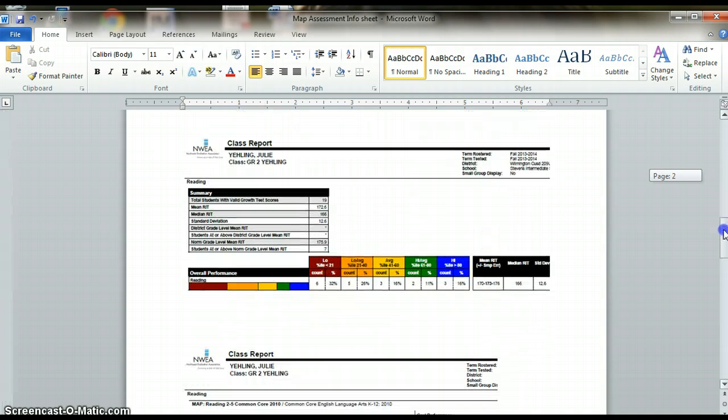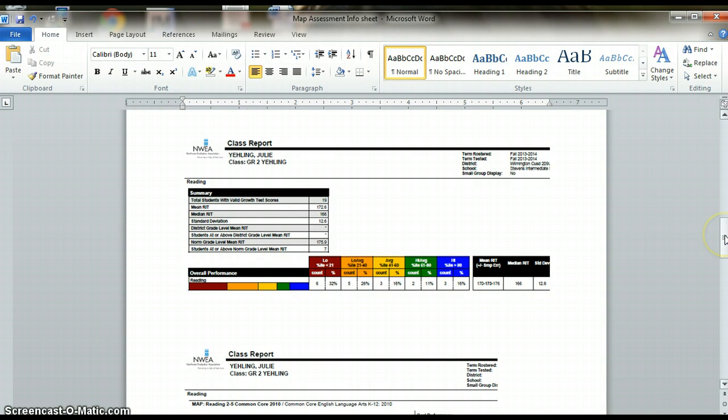If you look at Julie's scores, the same thing would be for reading. This is her reading scores. You can look here at the scores for the mean RIT. You notice the median and then the national norm level. They're all separated out. That might mean a little bit more information for you.